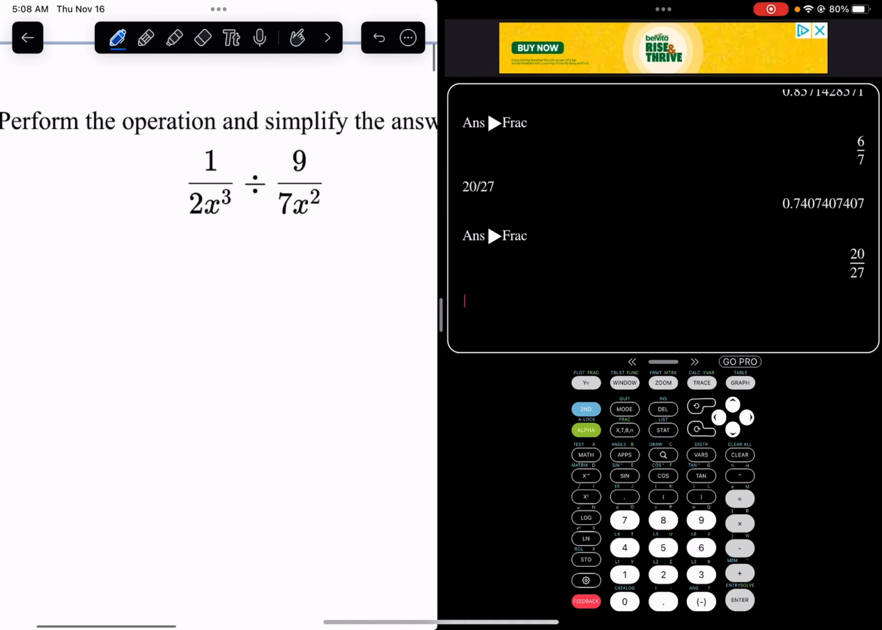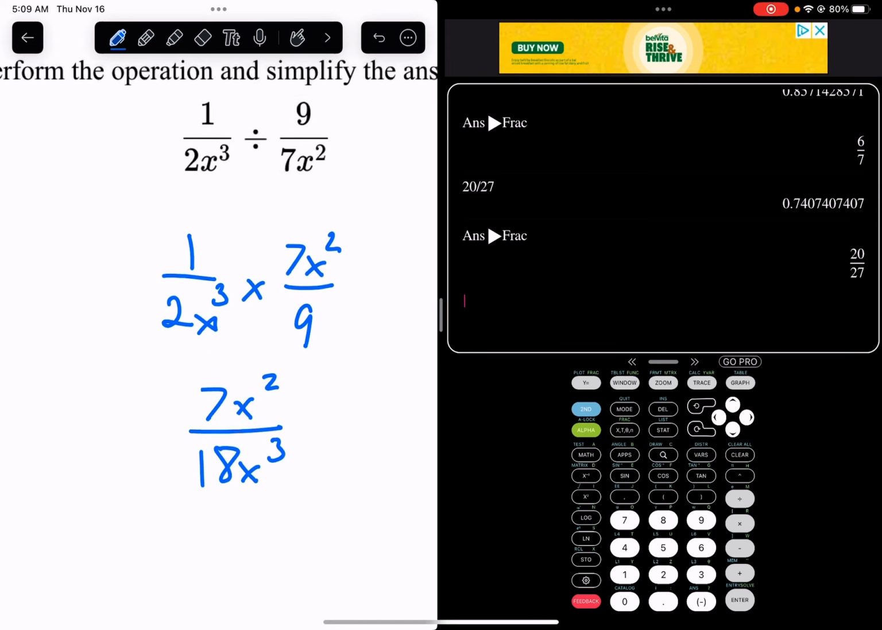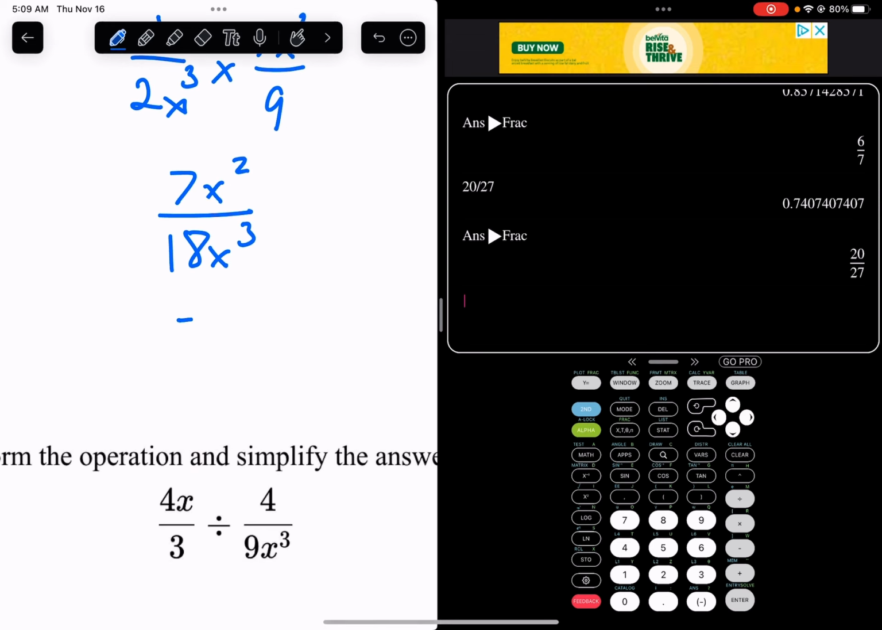All right, here. So this one's a division. We're going to do 1 over 2x to the 3rd times 7x squared over 9. So we did keep, change, flip. When we multiply, we get 7x squared all over 18x cubed. 7/18 does not simplify, but we do end up with just 1x on the bottom.